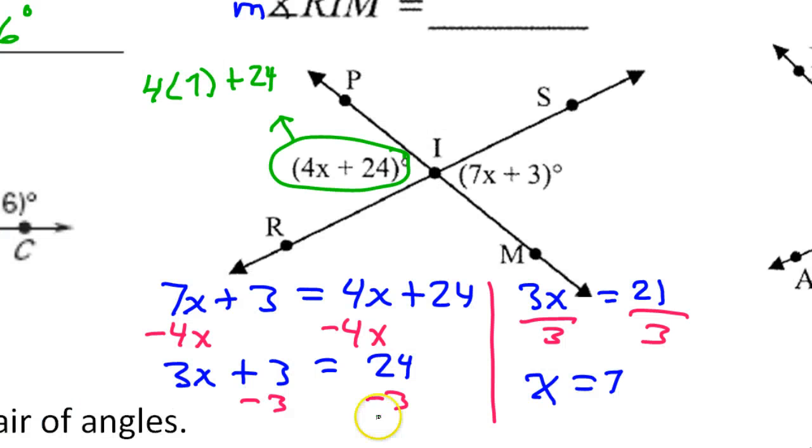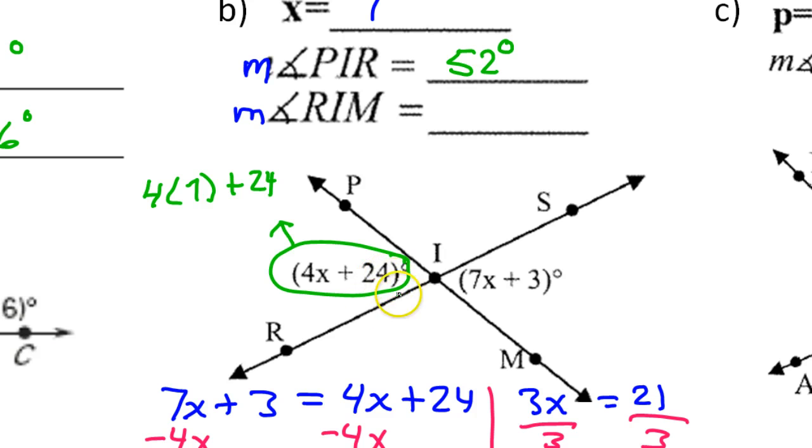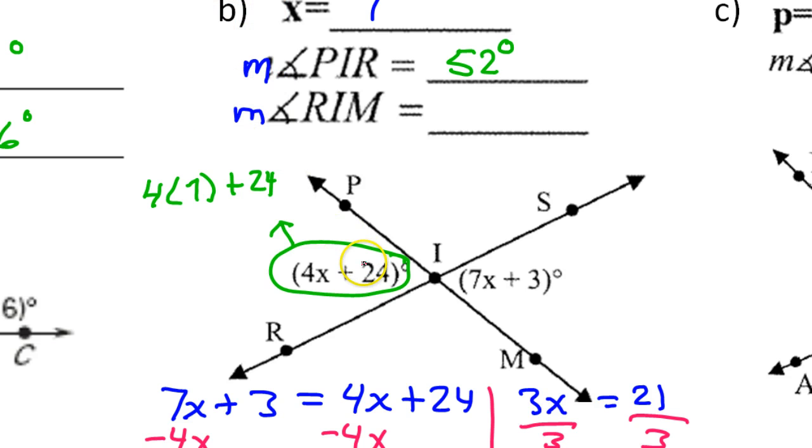That's 52. And RIM, let's see, RIM. So understand that RIM is this angle down here. It's not going to be 52. It's not this angle over here, the one that's equal.